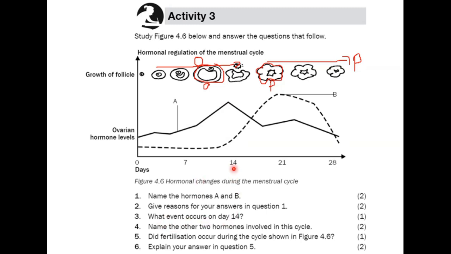So what event took place on day 14? Ovulation. One of the learners said that already, and well done to you. And that's that process here where my laser pointer is. Okay, that's ovulation. Name two other hormones in the cycle. That's what I heard earlier as well.